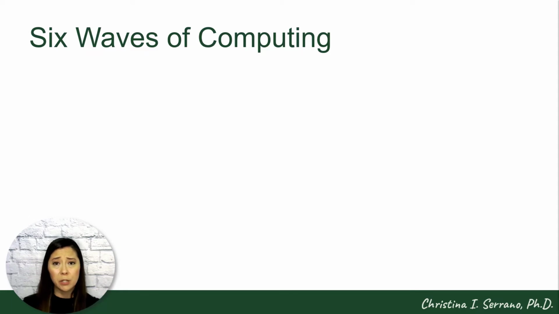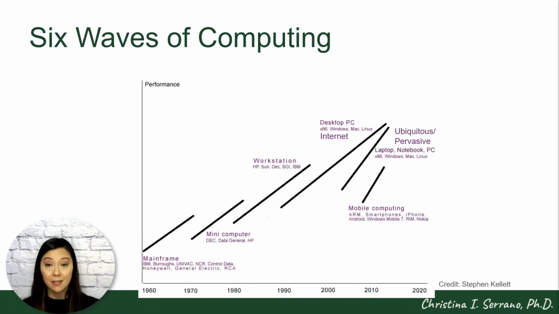So your chapter does a pretty good job of talking about the evolution of computing over time through 6 waves of computing, starting in the 1960s. So the 1960s was the first wave, and this was really marked by mainframe computers, which were really massive and took up entire rooms. They're also very expensive, so they were really only accessible and affordable to governments and large corporations.